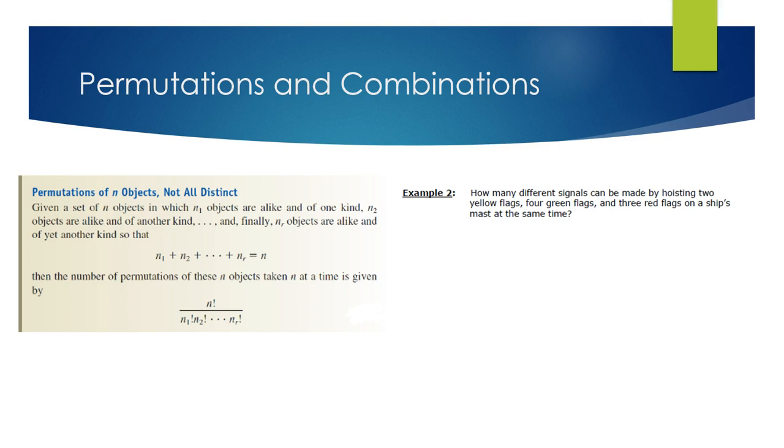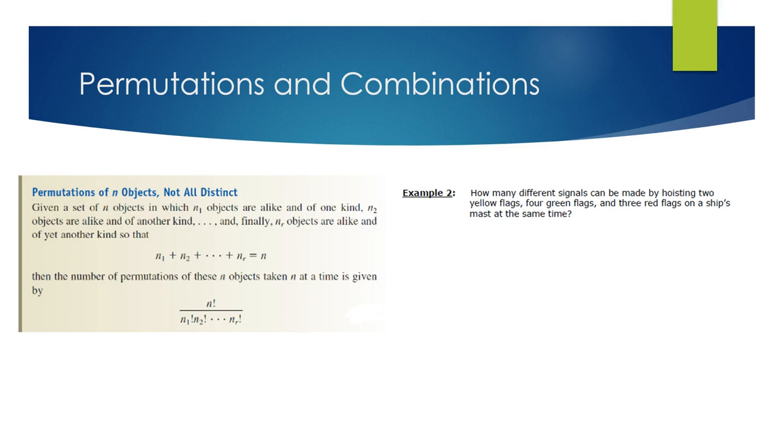So here, each yellow flag is going to look the same. So those really don't matter which order they are in. So, you have 2 that are in the group for yellow flags, 4 in the group of green flags, 3 in the group of red flags. That means you have a grand total of 9 flags.